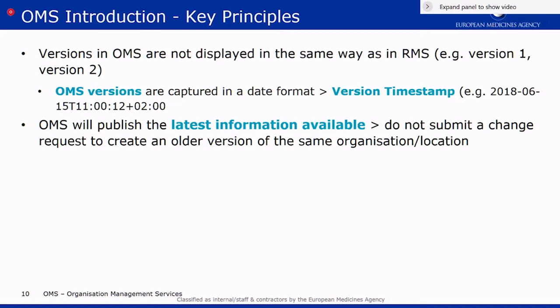In line with this, OMS will always publish the latest version of the information. This means that we ask you not to submit a change request to retrieve an older version of the same data, because by doing so, we will not be able to approve it. This is because we aim to always provide the latest version of the record.